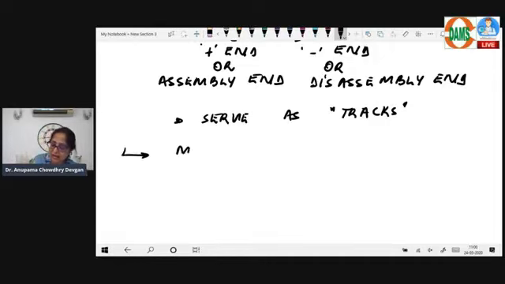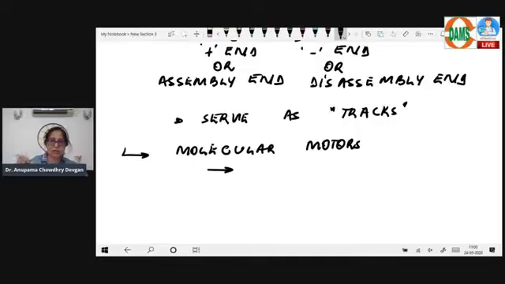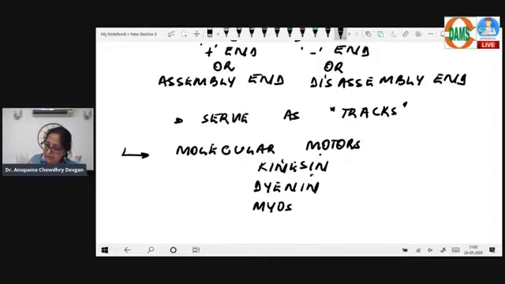are what are known as the molecular motors. What are molecular motors? Molecular motors are literally small vehicles which transport substances from one end of the neuron to the other. And what are these molecular motors? These molecular motors are kinesin, dynein, and myosin 5. These are molecular motors which move on microtubules.